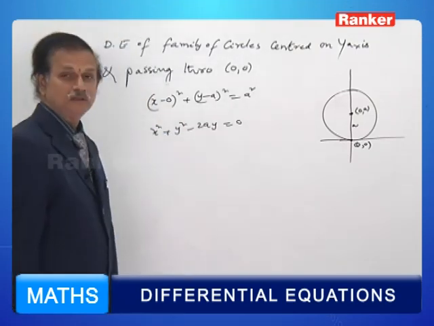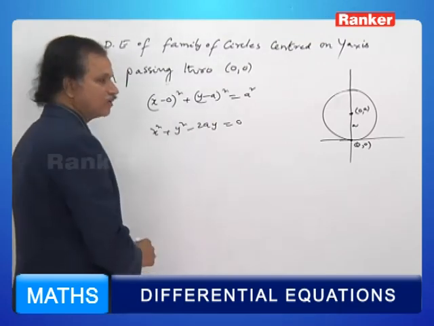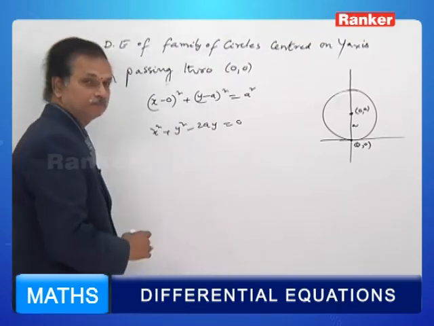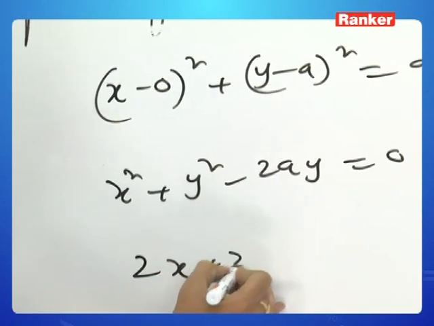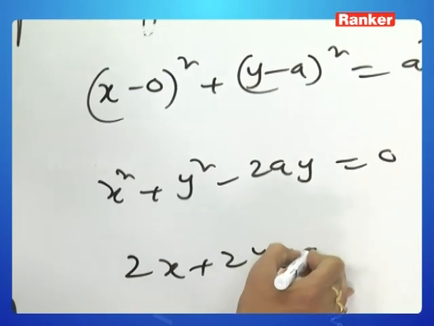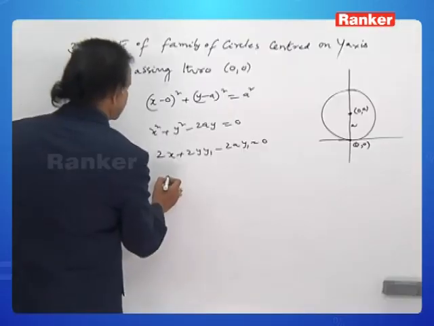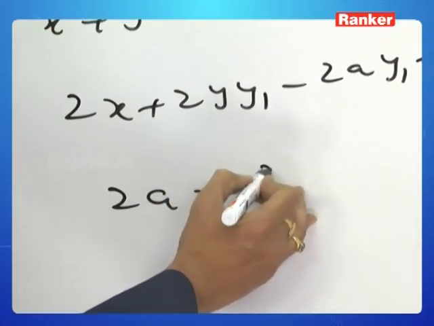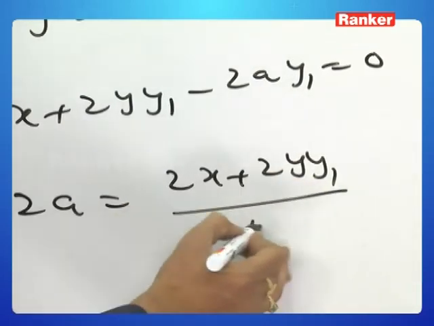X square plus y square minus 2ay is equal to 0 is the given system. Differentiate with respect to x on both sides. 2x plus 2yy1 minus 2ay1 is equal to 0. From this, 2a is equal to (2x plus 2yy1) by y1, isn't it?